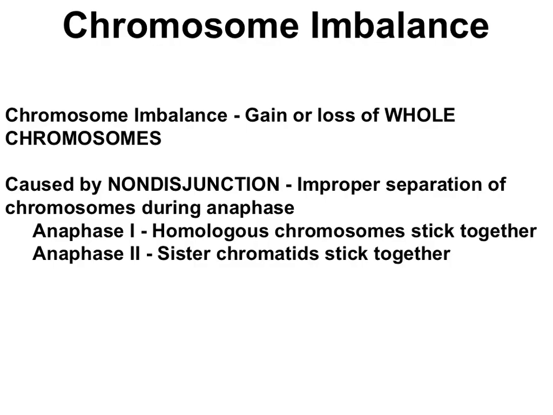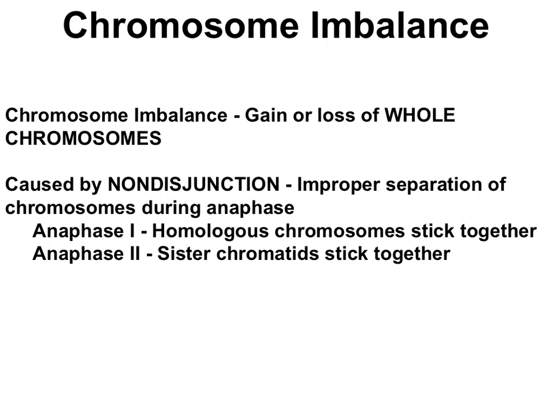Besides macromutations, our other main class of chromosome disorder is chromosome imbalance. Chromosome imbalance is when a gamete has a gain or a loss of whole chromosomes. If this faulty gamete is fertilized, then all of the cells in the resulting offspring will have this problem of a chromosome imbalance.